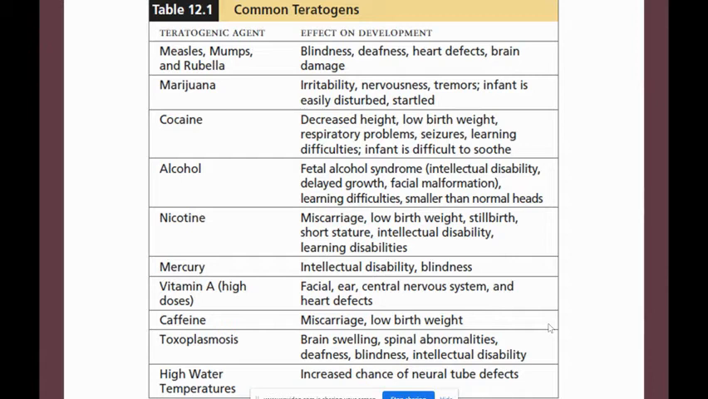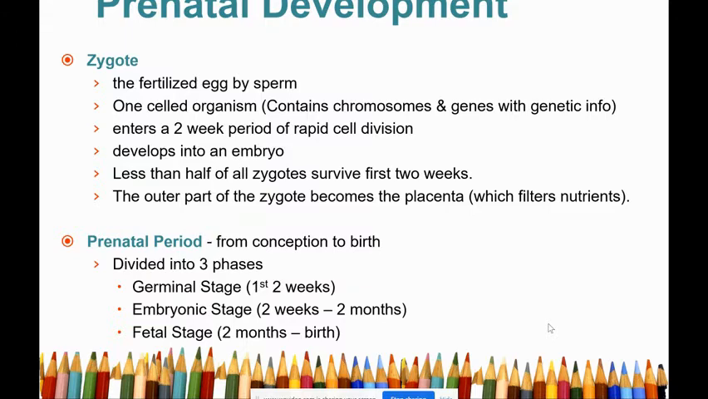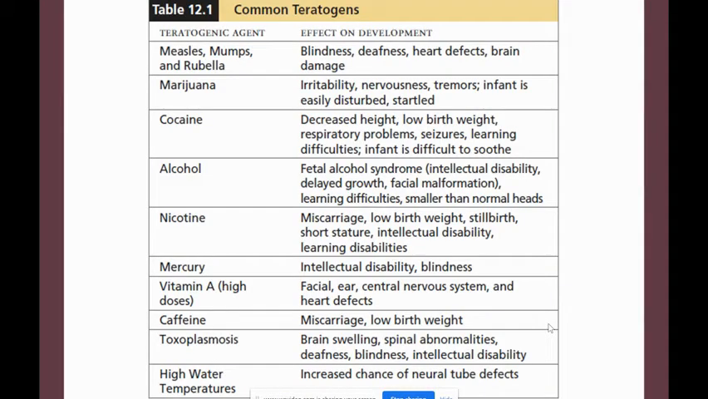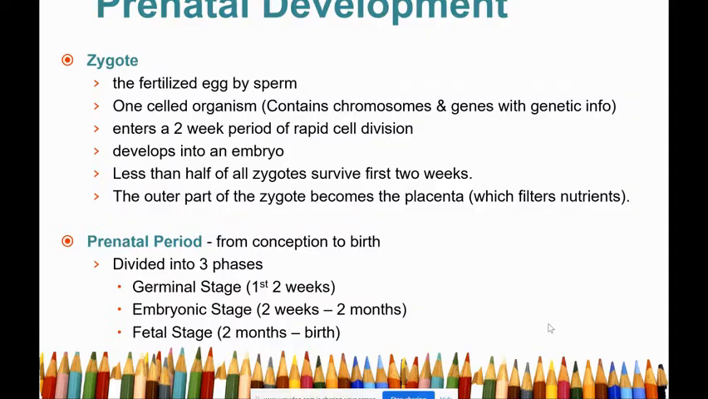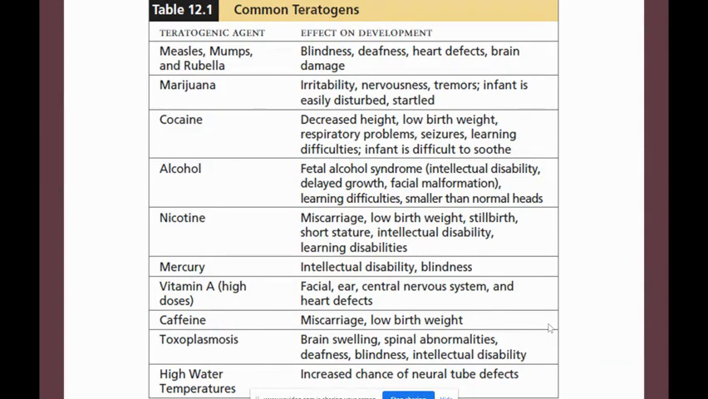Here are some other carcinogens and their effects on the baby. This is probably more for your own interest. I don't know. You're probably going to want to know about fetal alcohol syndrome. Probably that's it.